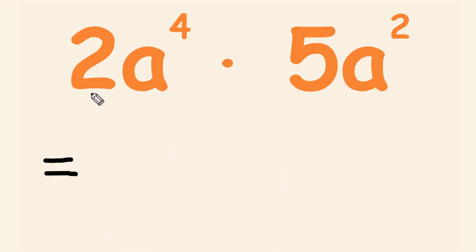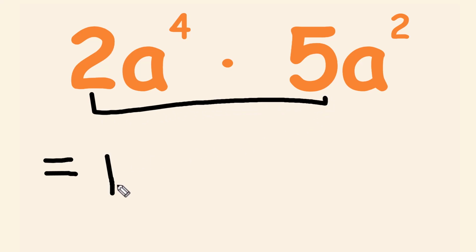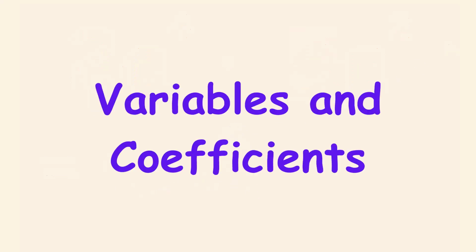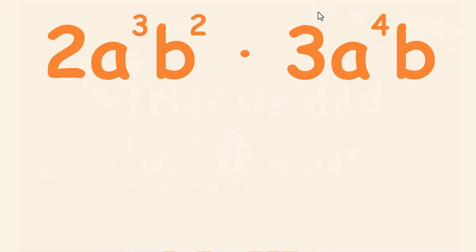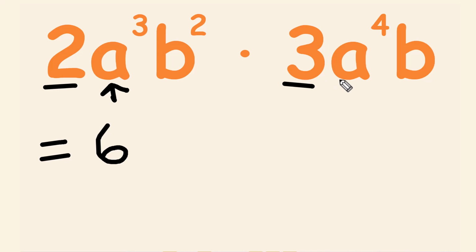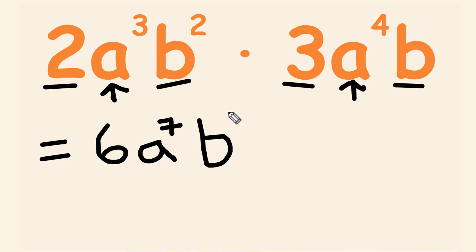Let's multiply the coefficients 2 and 5. 2 times 5, 10. Now let's add the exponents. 4 plus 2, 6. Variables and coefficients. Let's start by multiplying the coefficients 2 and 3. 2 times 3 is 6. Now let's add the exponents of a. 3 plus 4, 7. Now let's add the exponents for b. 2 plus 1, there is an exponent of 1, that would be 3. That's our final answer.